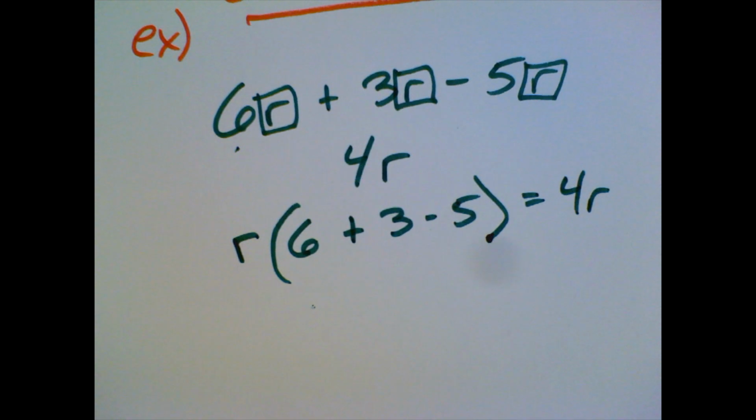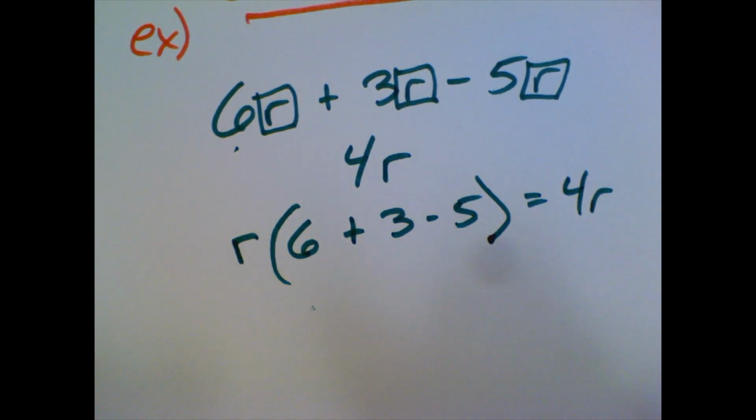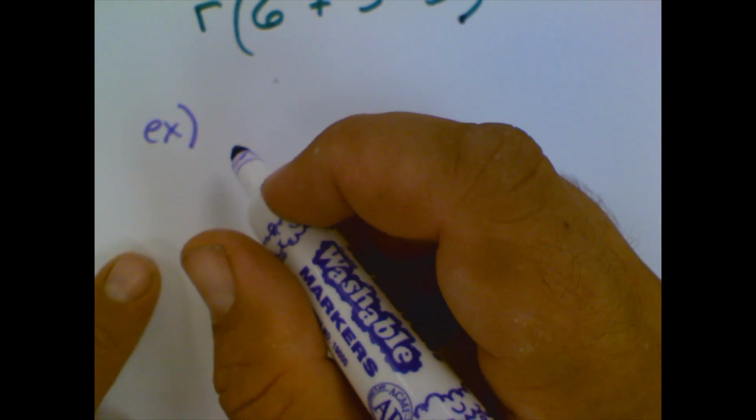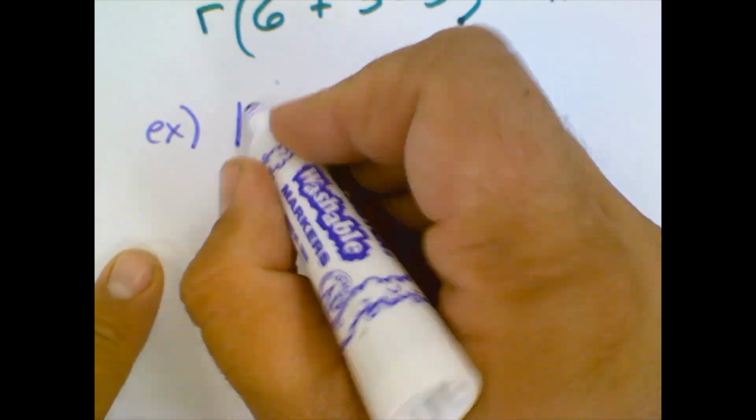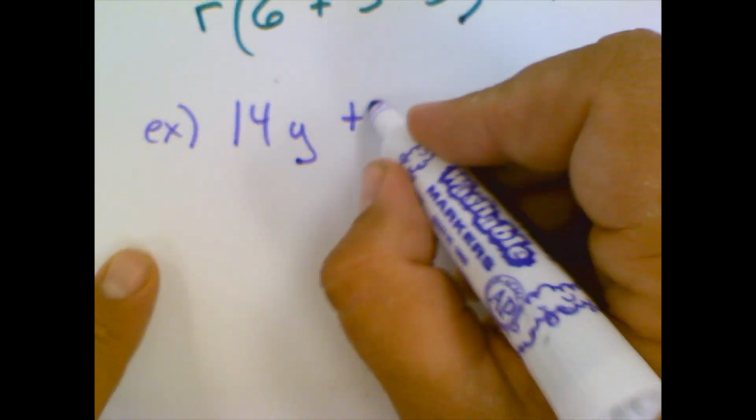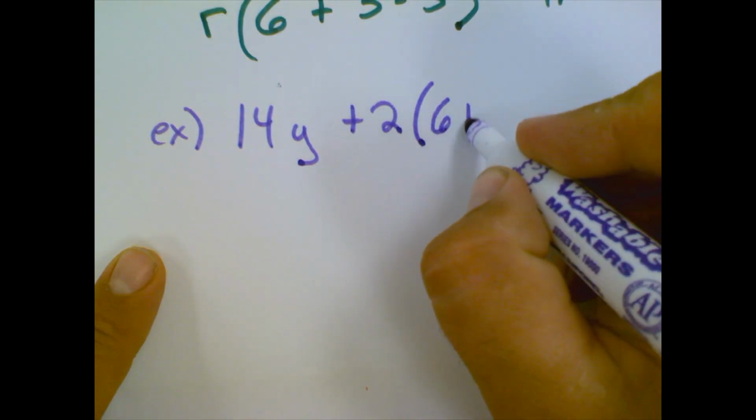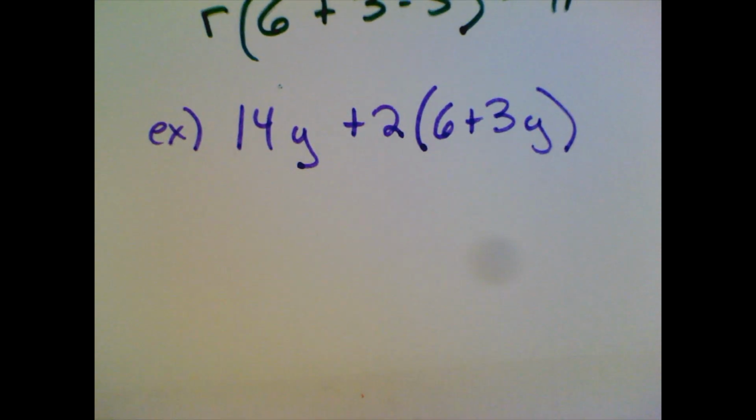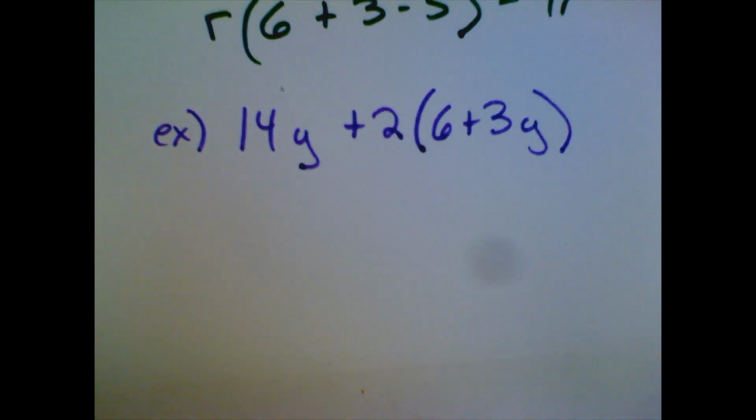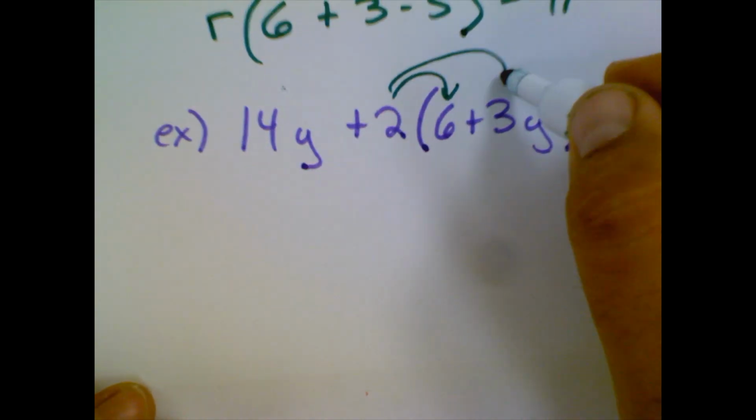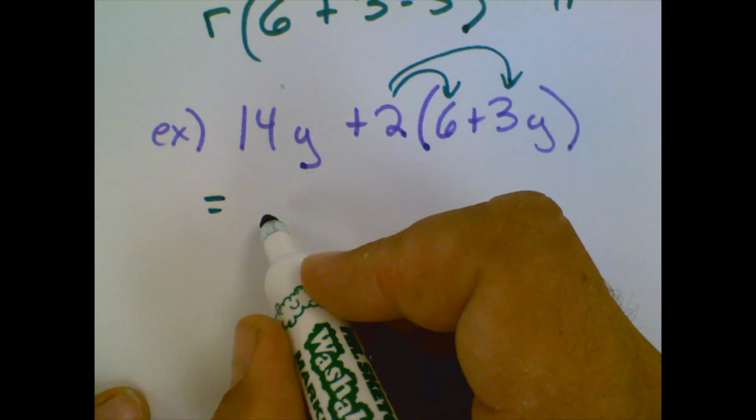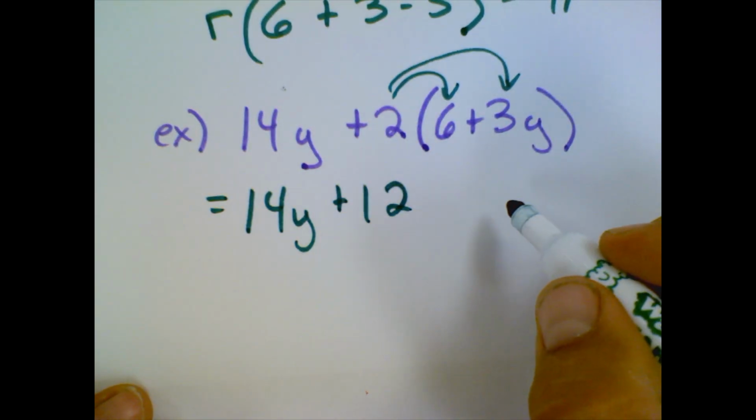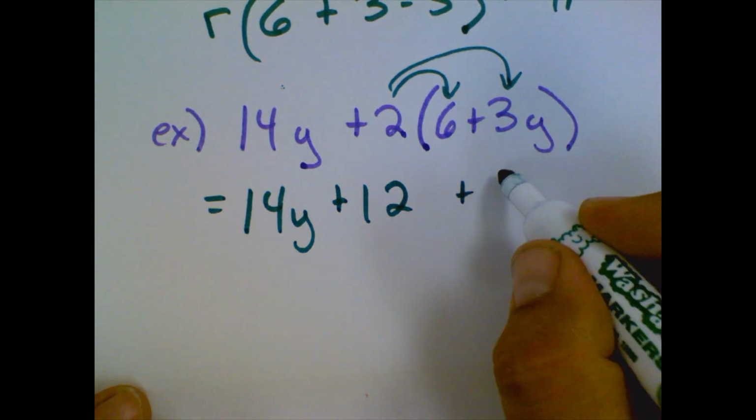Okay, let's do one more. Let's combine all possible like terms with this problem, 14y plus 2 times the quantity of 6 plus 3y. Okay, again, we're going to have to do all the simplifying tricks first. In this case, I think you all see that we have to distribute our 2 first. So let's write the next step. This equals 14y. And by the way, this is the kind of work I would expect to see in your homework. 14y plus 12 plus 6y.